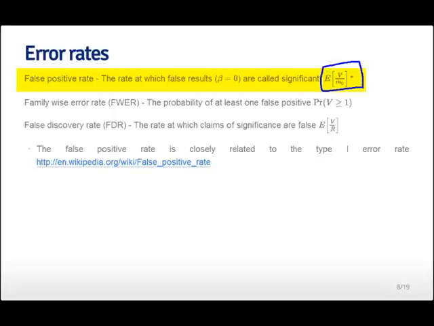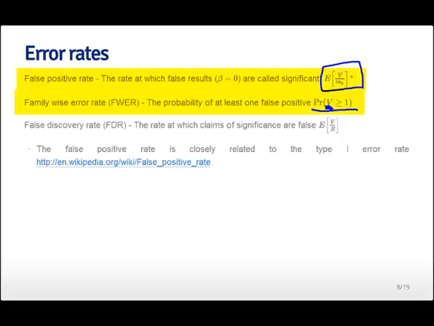Then there's another error measure, which is called the family-wise error rate. That is just the probability of at least one false positive. This V variable counts all the times where there's no relationship between the variables, but we claim that there is one. So the family-wise error rate is controlling the probability that the number of times we make that false claim is greater than or equal to 1.